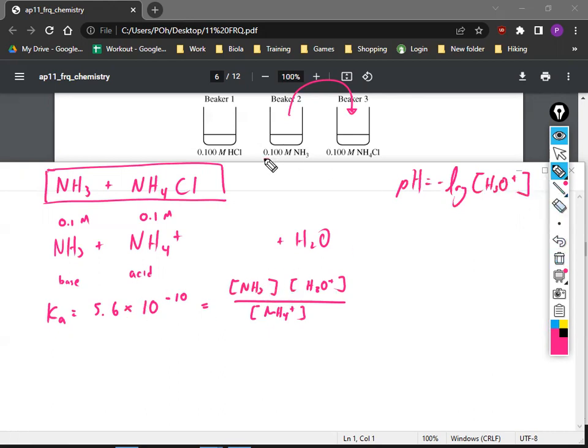And then we see here that it's 0.1 molarity of NH3 and 0.1 molarity of NH4Cl, right? So if we plug them into the Ka expression, we know that these are going to be the same. So these will cancel out with each other, which means H3O+ will be equal to 5.6 times 10 to the negative 10. So we just plug it in: it'll be negative log of 5.6 times 10 to the negative 10. And so for your final answer, your pH is going to be 9.25. So it'll be slightly basic.